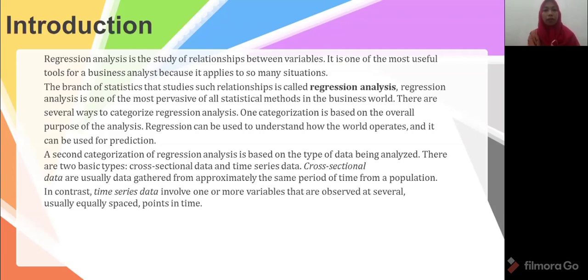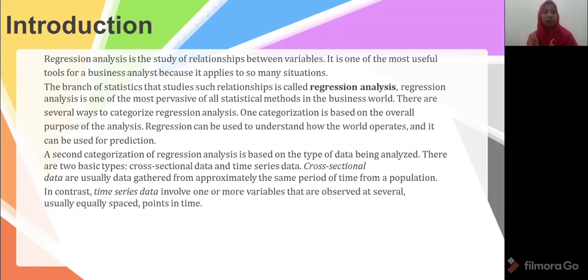There are several ways to categorize regression analysis. One categorization is based on the overall purpose of analysis. Regression can be used to understand how the world operates, and it can be used for prediction. A second categorization of regression analysis is based on type of data being analyzed. There are two basic types: cross-section data and time series data.